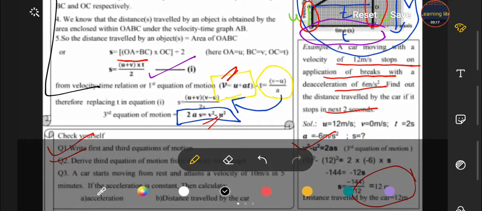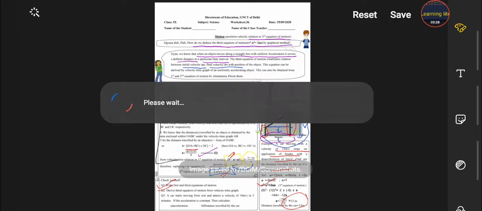Third question, students, it is a numerical. A car starts moving from rest. It means U equals 0. V is given to you as 10. Time is 5 minutes. We have to convert it into seconds. 5 minutes is 300 seconds. Acceleration is constant and we have to find the value of acceleration and the distance. So let's solve it, students.